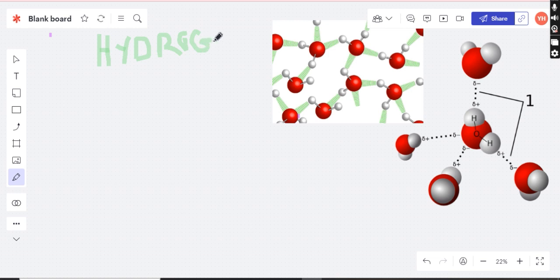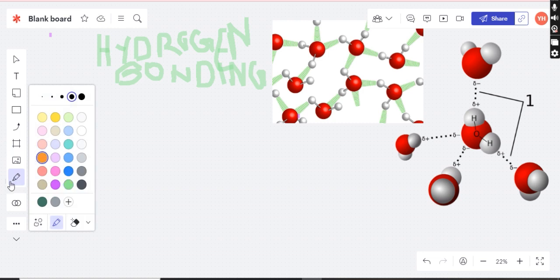Right. So today's topic is hydrogen bonding, as you can see here in the picture as well. Focus on the picture. Today's topic is hydrogen bonding. Okay, so let's go.